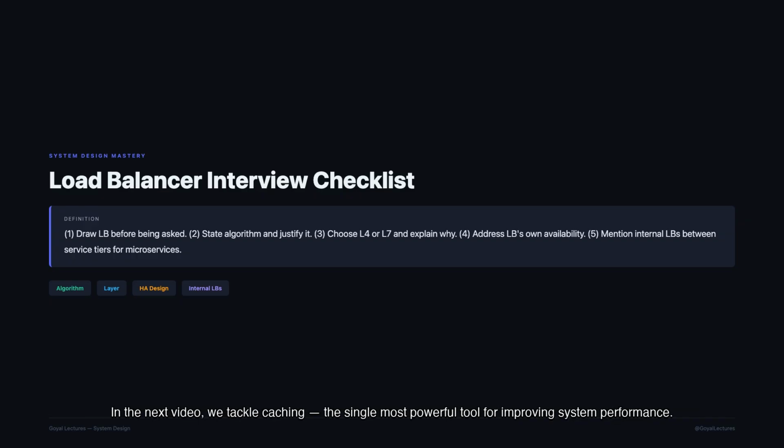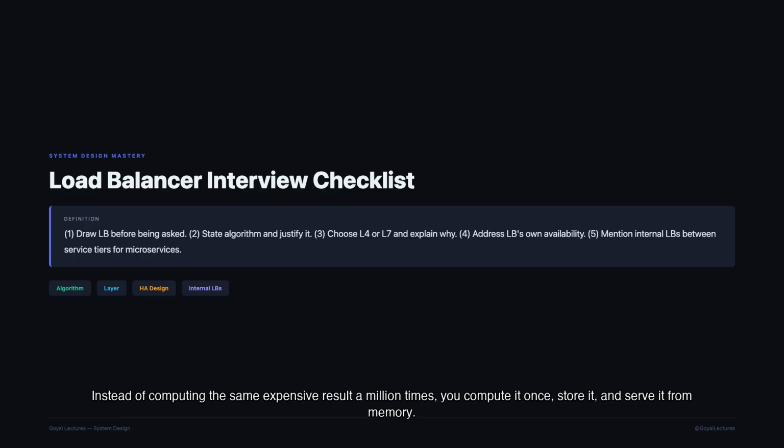In the next video, we tackle caching, the single most powerful tool for improving system performance. If load balancing is about distributing work across servers, caching is about eliminating work entirely. Instead of computing the same expensive result a million times, you compute it once, store it, and serve it from memory. Cache hit rates, eviction policies, invalidation strategies, and the failure modes that trip up engineers in interviews. All of that in video 4.